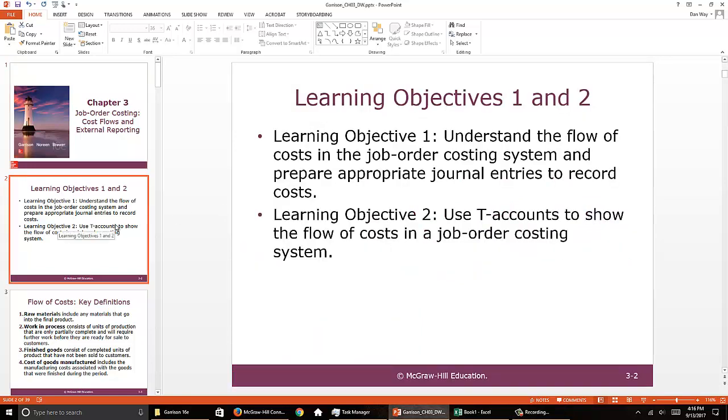Our first learning objective in Chapter 3 is to really understand the flow of costs in that job order costing system and also come up with some journal entries to record the accumulation and assignment of those costs. And then learning objective 2, we also want to use our T accounts that we talked about in Principles of Financial Accounting to show how the flow of costs in a job order costing system operate, like how they move.